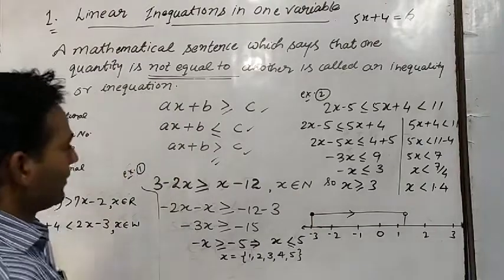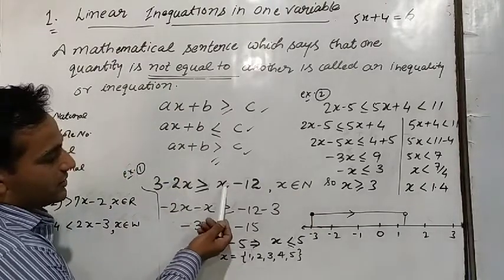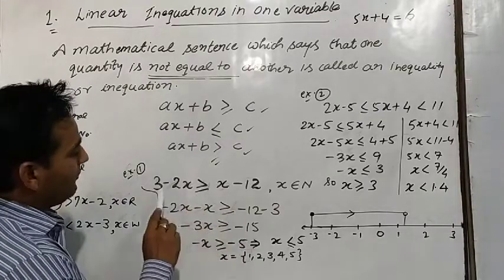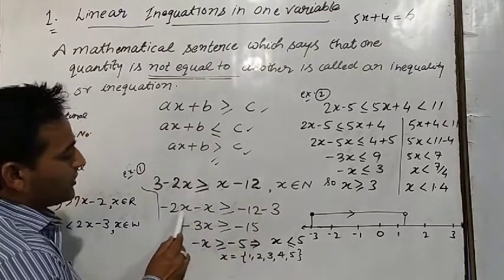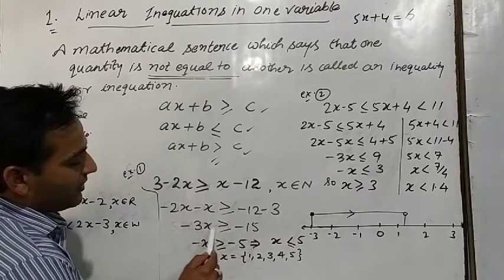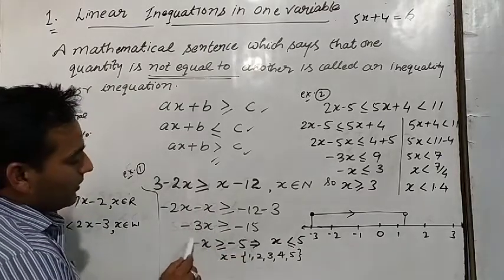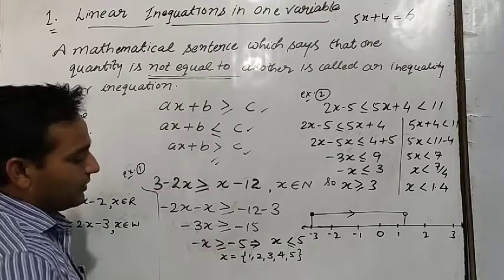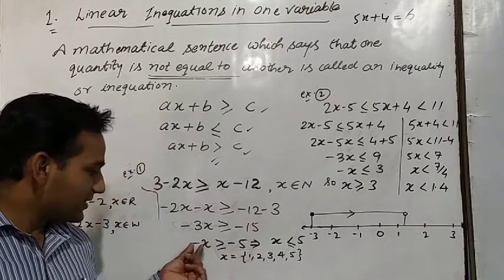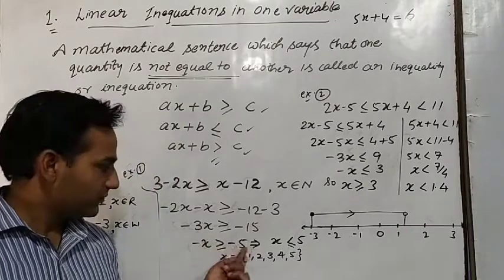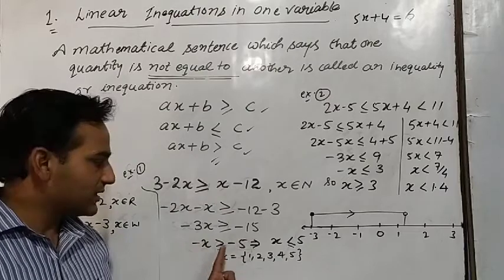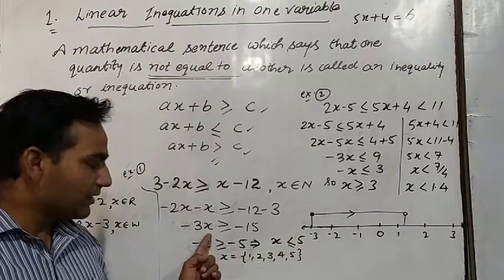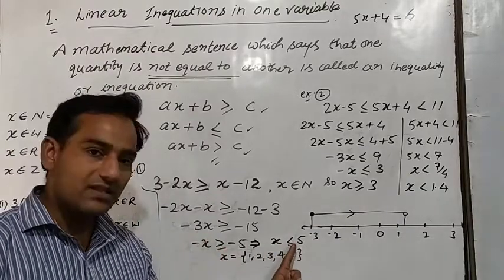Let us see. Now -2x, this x will come this side as -x, the sign stays greater than or equal to, -12 and -3. Now -2x - x = -3x is greater than or equal to -15, and so directly -x ≥ -5. 3 fives are 15. Now listen very carefully. -x ≥ -5. So if we remove these two minus signs, x is less than or equal to 5. Earlier it was greater than or equal to 5, now it will be less than or equal to 5.